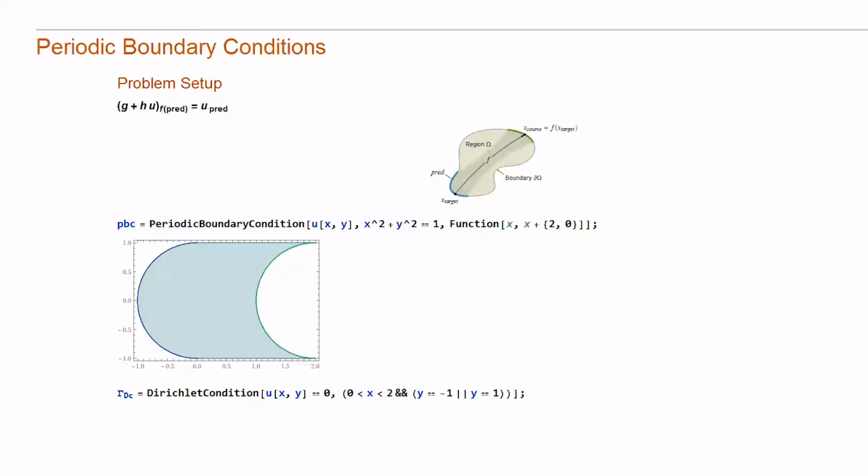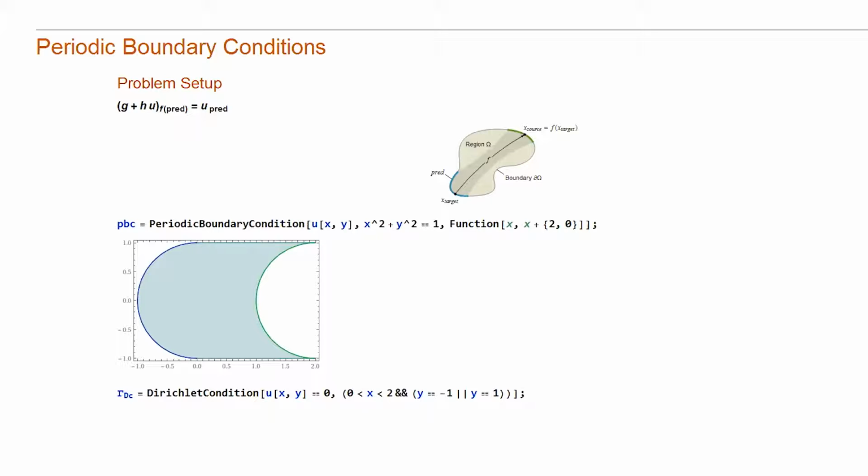Now, periodic boundary conditions take three arguments. First, the dependent variable and the relation of how that dependent variable at the target is supposed to relate to the values at the source. The second argument is a predicate where the periodic boundary condition is true. And the third argument describes how the values of the predicate, where the predicate is true, are supposed to be transformed to the source, where the dependent variable then is evaluated and used in the further computation.